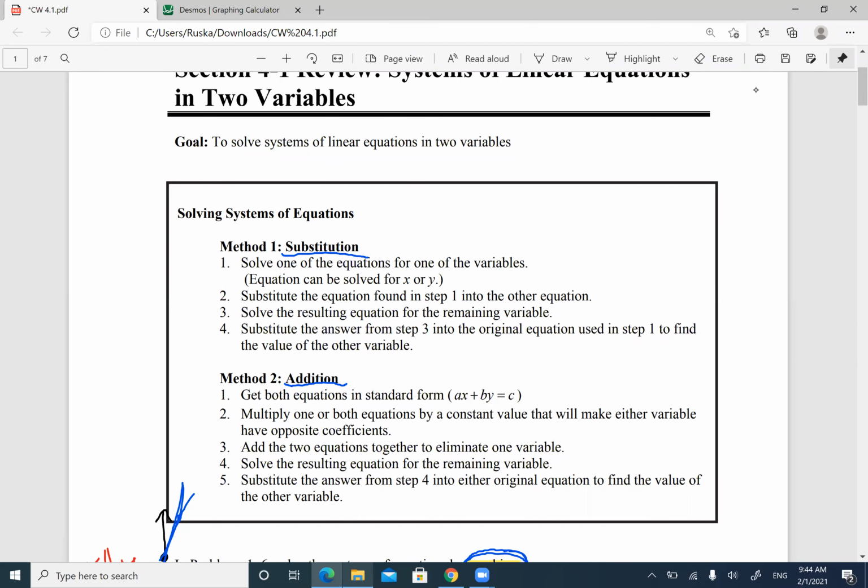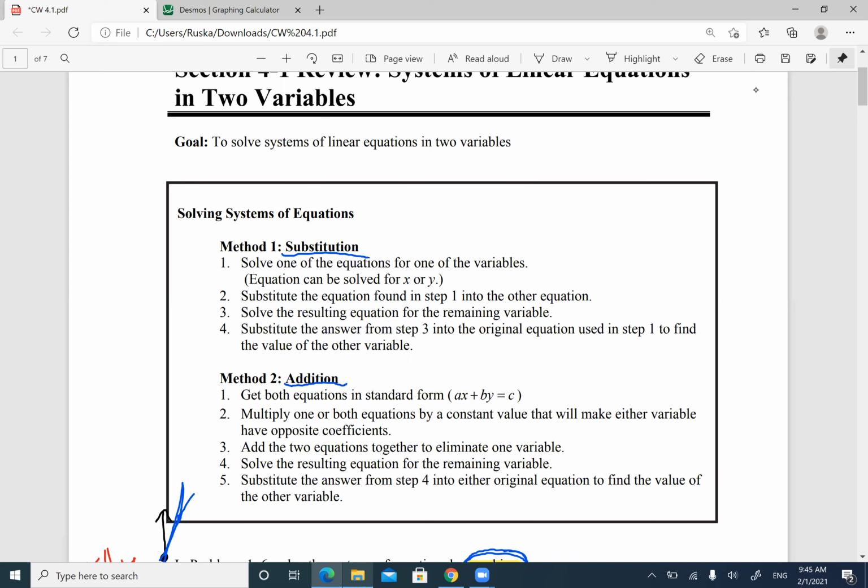The second method is called the addition method, where you work with both of the equations. They have to be in standard form, which means x and y on the same side. Then you multiply one or both of those equations by a number, and you make the numbers in front of x or in front of y the same numbers with opposite signs. So when you add the two equations, you eliminate x or y. Then after you eliminate, you solve, and then you go back, substitute into one of the equations, and find the other variable. Again, you're going to have one number for x, one number for y, okay?